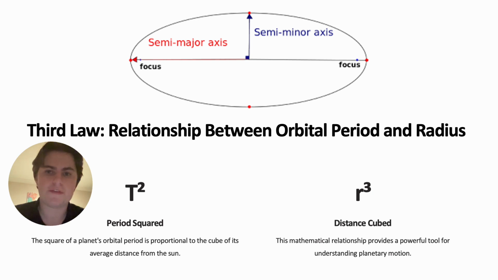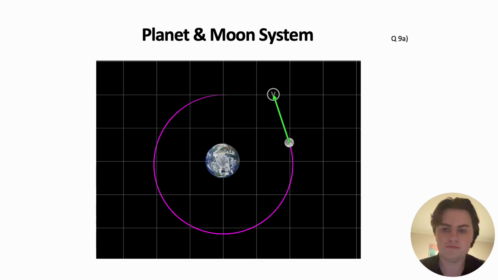The third law is referred to as the law of harmonies. This law provides a relationship between the orbital period and the semi-major axis of an orbiting body. The square of the period is proportional to the cube of the semi-major axis, which can be seen here. This means that for our solar system, if you divide each planet's orbit period squared by their semi-major axis cubed, you would get the same value.